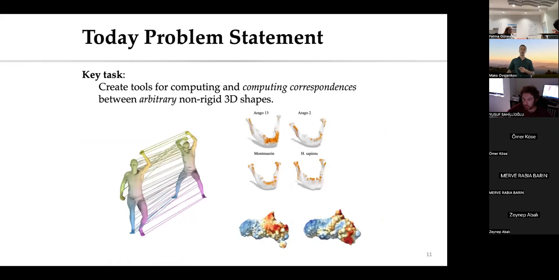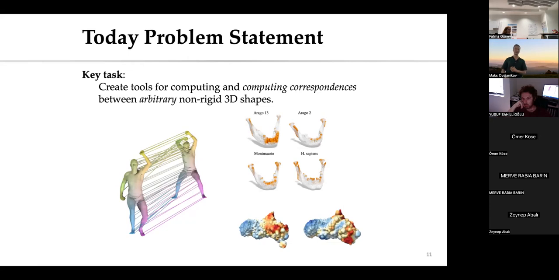Okay, so today, just to make things a little bit more concrete, I wanted to focus on one particular problem, which is the problem of shape correspondence. And the problem is very simple to describe. I'm given a pair of objects, like these two humans, and my goal is to create a method that for every point on some source shape predicts what is the corresponding point on the target shape. Super simple problem to describe.